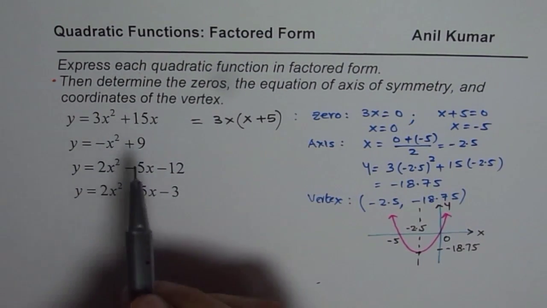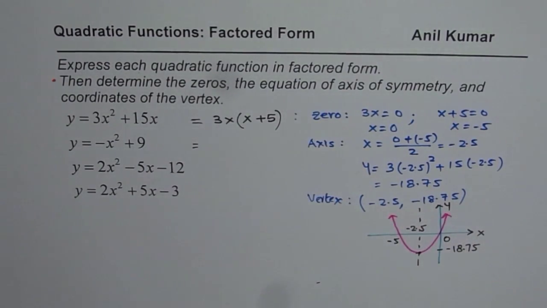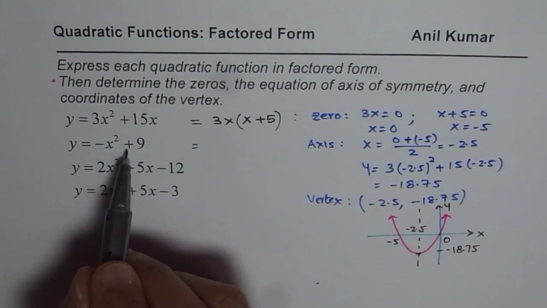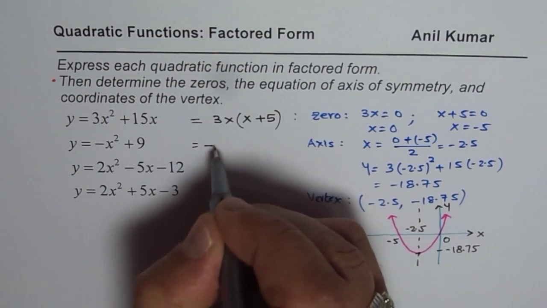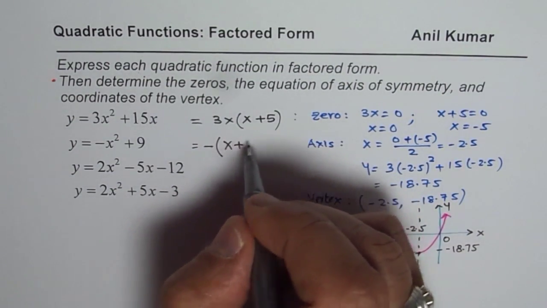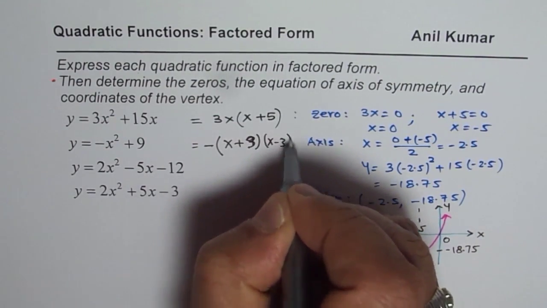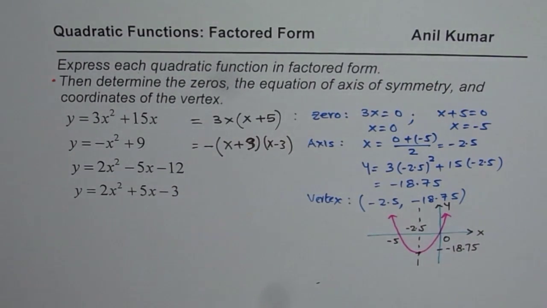Let me give you the factored form of these equations also. You can pause the video, complete your question, and then check with my solutions. When we have minus x squared plus 9, we could factor this by taking minus outside, and then say x plus 3 times x minus 3. This is a difference of squares. You can use that difference of squares to factor this one.